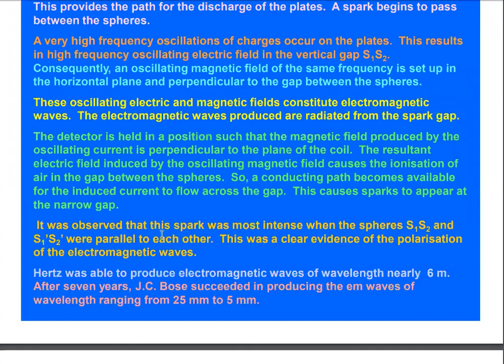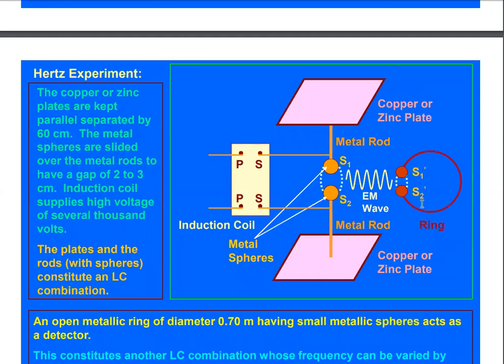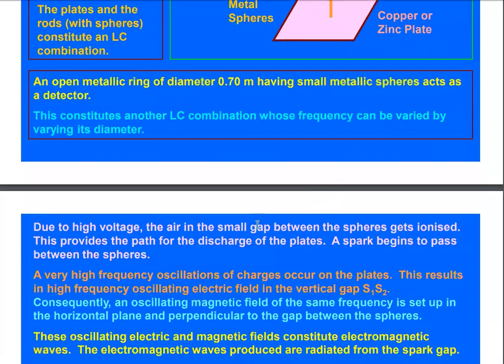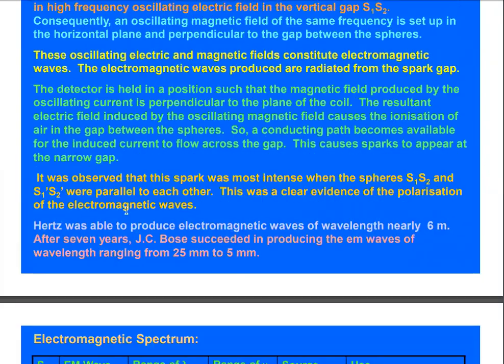It was observed that this spark was most intense when the spheres S1 and S2, and, in order to distinguish them, S1 prime and S2 prime here, were parallel to each other. In order to distinguish, this is S1 prime and S2 prime, and here S1 and S2. So it was observed that this spark was most intense when the spheres S1 and S2 and S1 prime and S2 prime were parallel to each other.